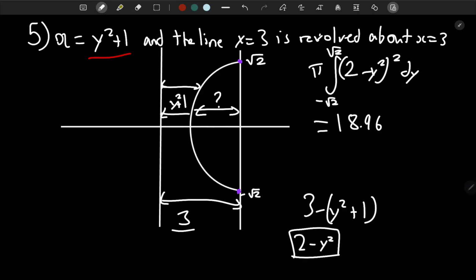18.96. So I do have a shortcut method for you guys, but only to recheck your answer. You still have to get your radius by graphing it and finding the radius. But you can just type this integration on your calculator to find the final answer, to recheck it. I don't have a shortcut method for finding the radius, as you need to graph it to understand.